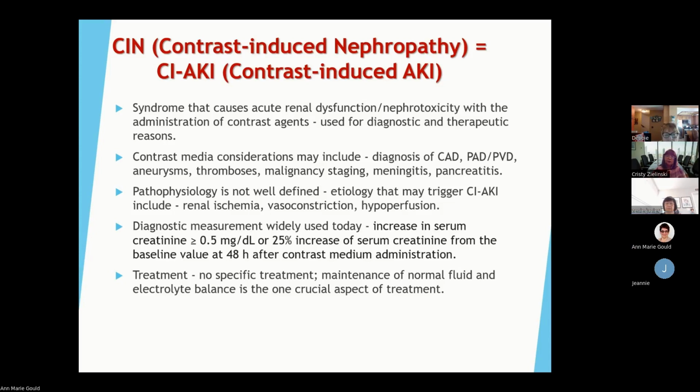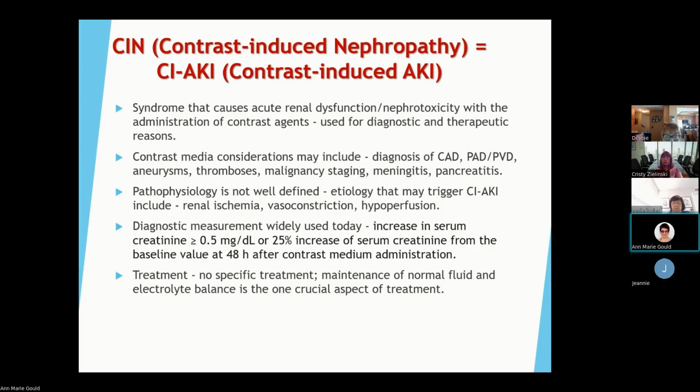So this is a syndrome that causes acute renal dysfunction or nephrotoxicity with the administration of contrast agents. Some of these contrast agents are used for diagnostic and or therapeutic reasons. What I think of all the time when it comes to CIN is your cardiac cath, right? They're always using contrast. They have to in order to see the heart and visualize everything in the heart. Your contrast media considerations may include diagnosis of CAD, even PAD or PVD, aneurysms, thromboses, malignancy staging, meningitis, pancreatitis.